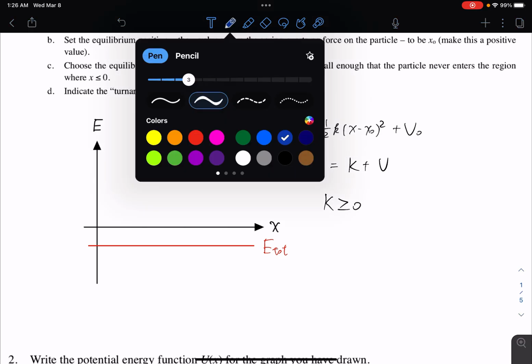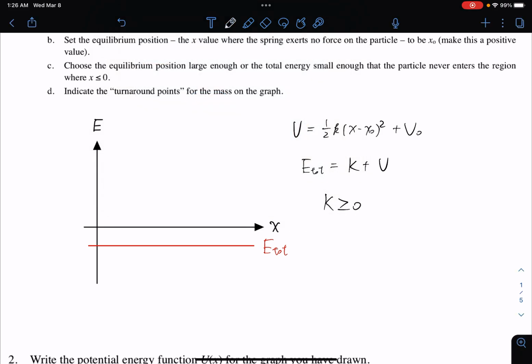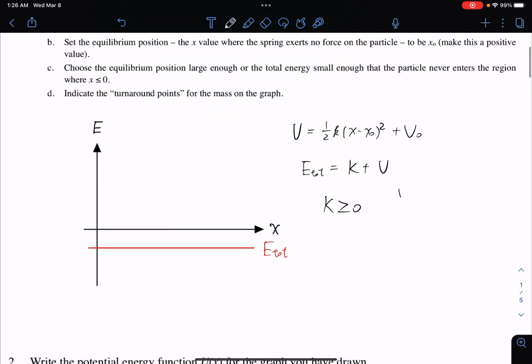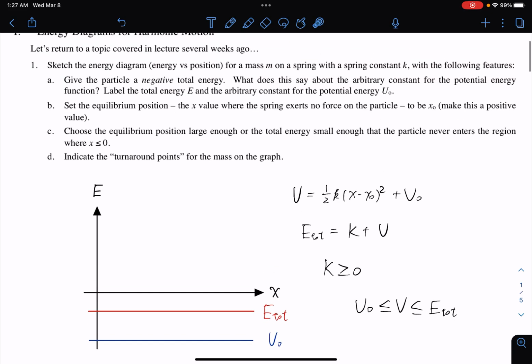So we have that because this is bigger than 0, u is smaller than or equal to E total, and because in potential energy this term is also greater than or equal to 0, we know that u0 must be smaller than the total energy. So we need to draw our potential energy constant here, and that's where we draw our u0.